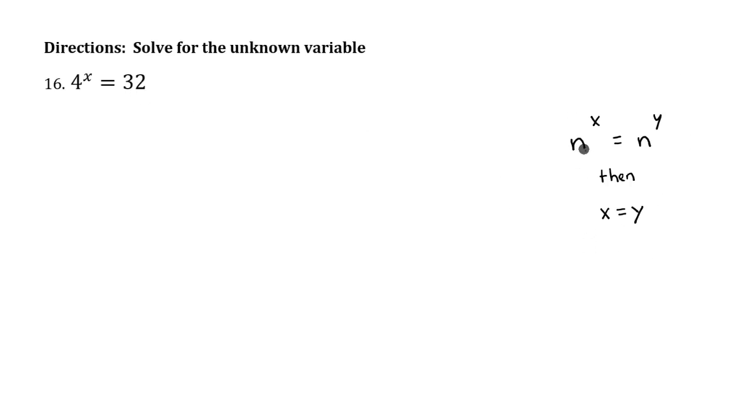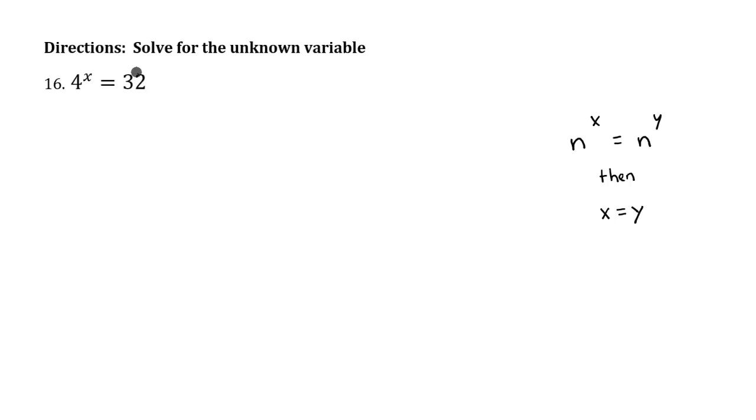And what this means is that if we have two bases, in this case n, which are the same, then the exponents, which in this case are x and y, will be set equal to each other, right? So back to my problem here. I have 4 to the x power equals 32. Well, I want to rewrite this equation so that my bases are the same, if possible.